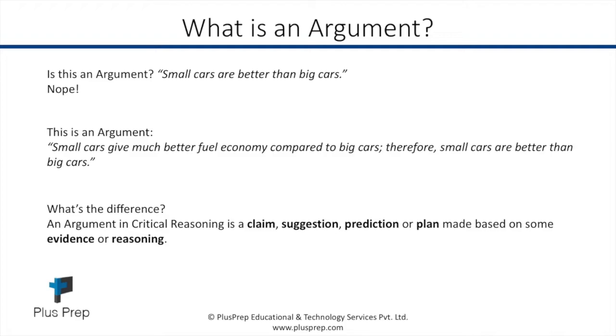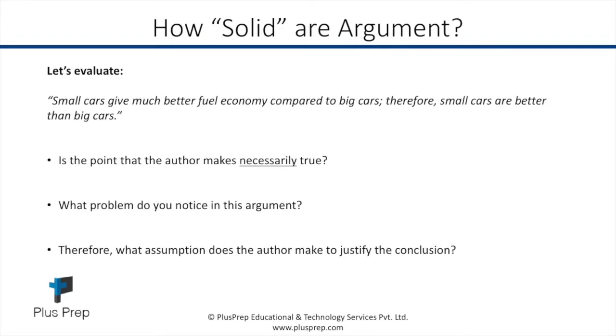And this is what GRE deals with, and this is what GMAT deals with every time it brings up the word argument, or it gives you a stimulus that is an argument. To rephrase, an argument in critical reasoning is a claim, suggestion, prediction, or plan made based on some evidence or reasoning. So, now we know what an argument looks like and what is required for an argument to be called an argument. Yes, and bringing back that example, we realize that it is an argument.